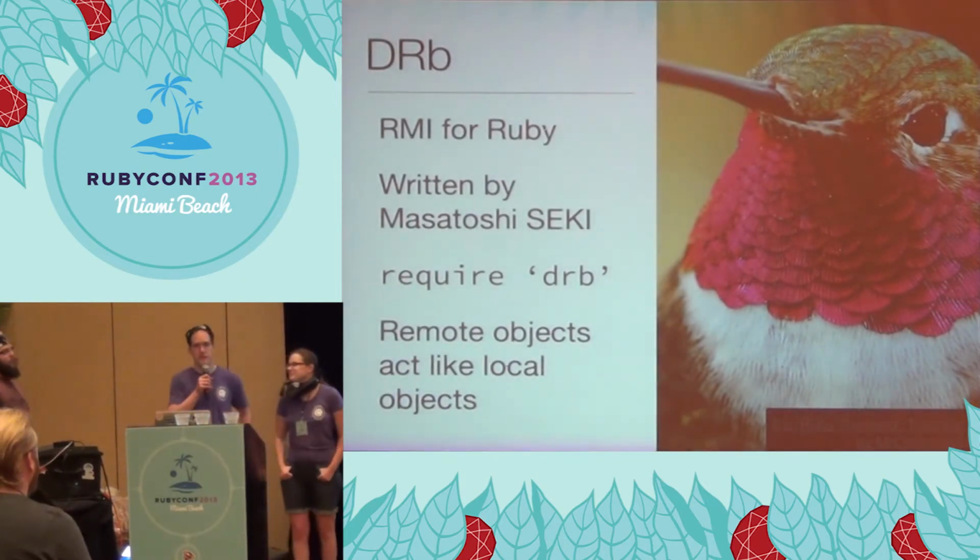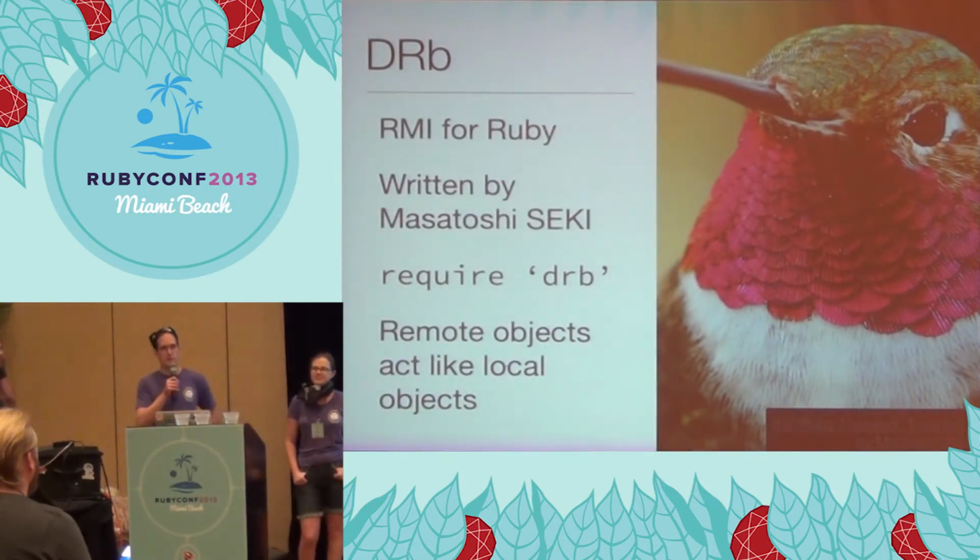So DRb is a method invocation library for Ruby. It allows you to use remote methods as if they were local and call them the same way you would call local methods. It's part of the standard library, and you can load it with require 'drb'.